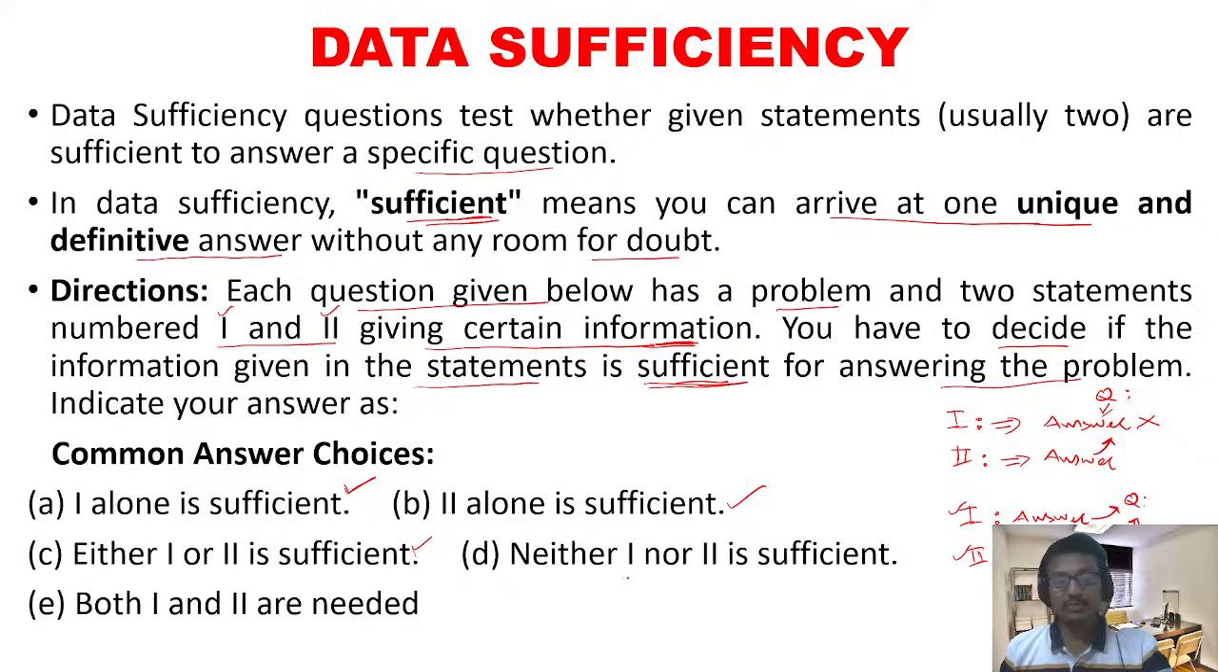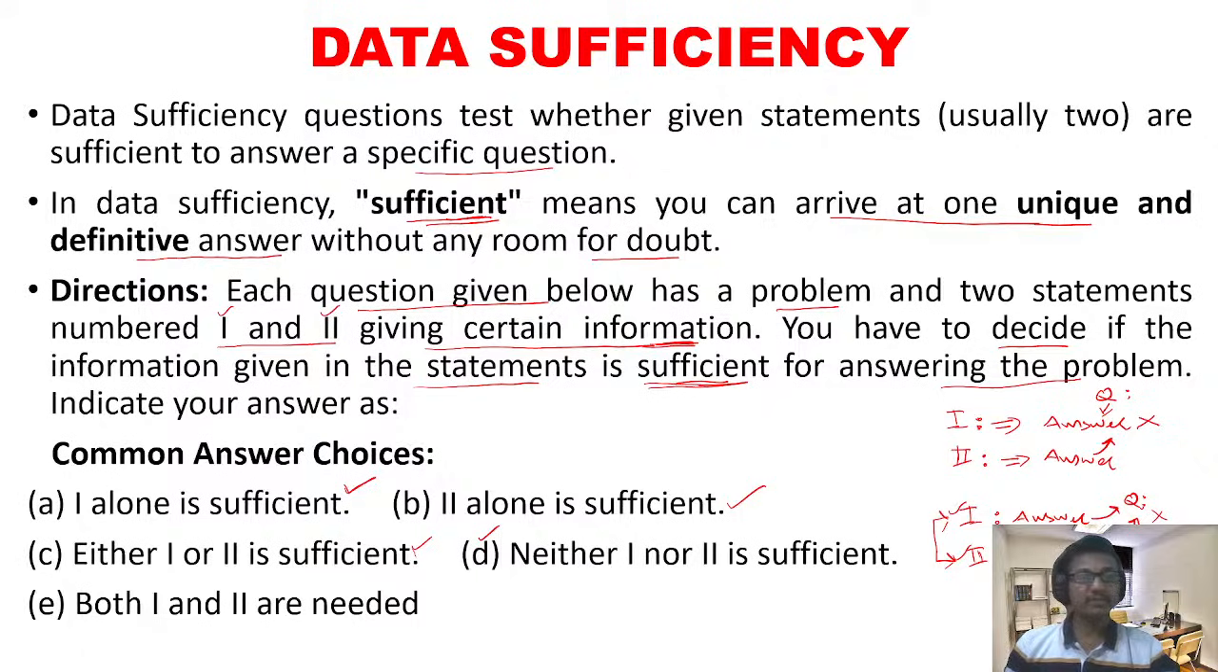Then the fourth option is neither 1 nor 2 is sufficient. That means from both of these, statement 1 and 2, you cannot derive a solution for the given question. 1 is not sufficient and 2 is also not sufficient. You cannot derive the solution for the given question from these two available statements. In such case, you should select option 4.